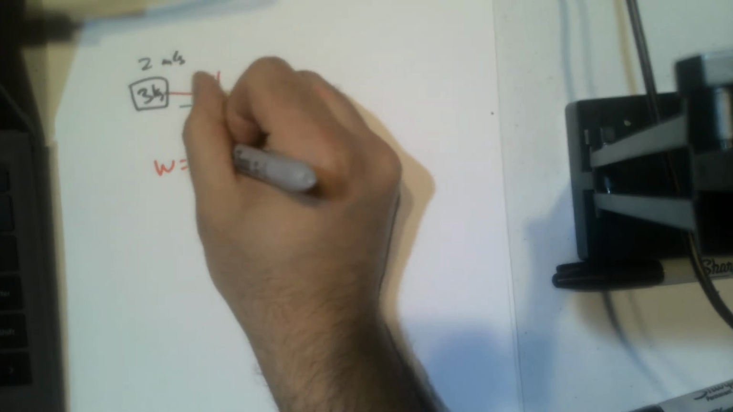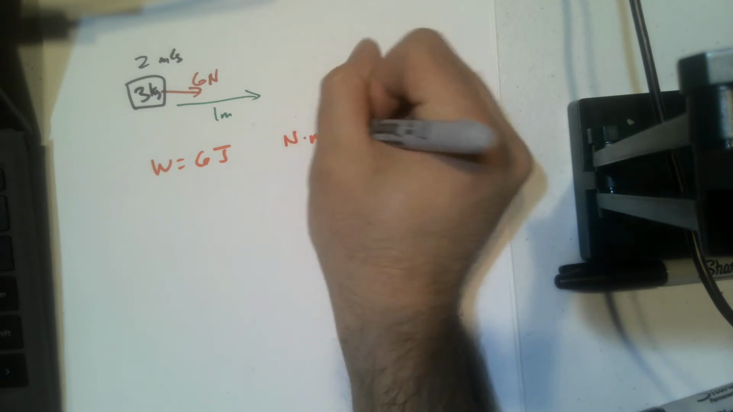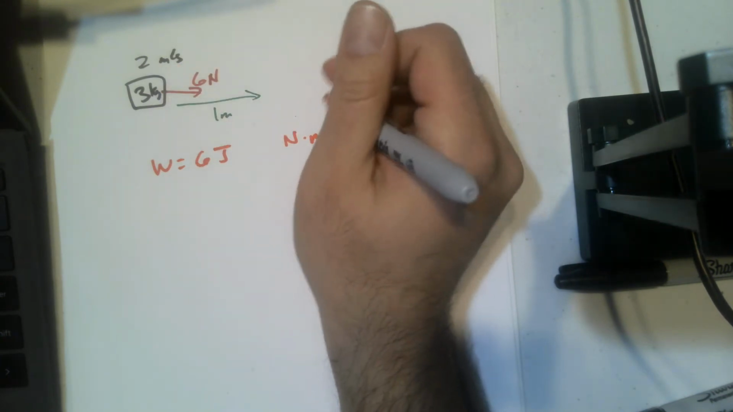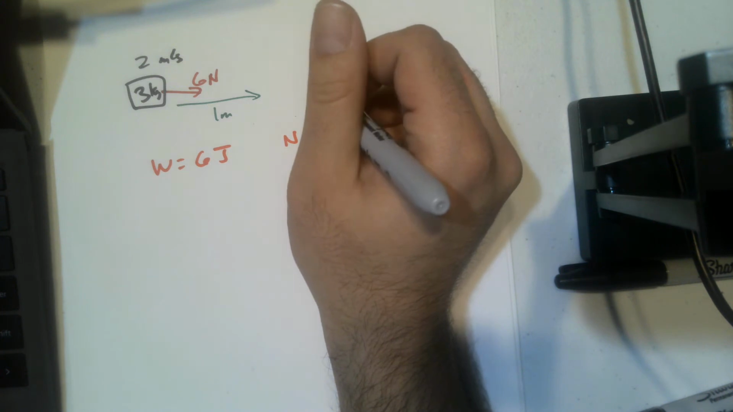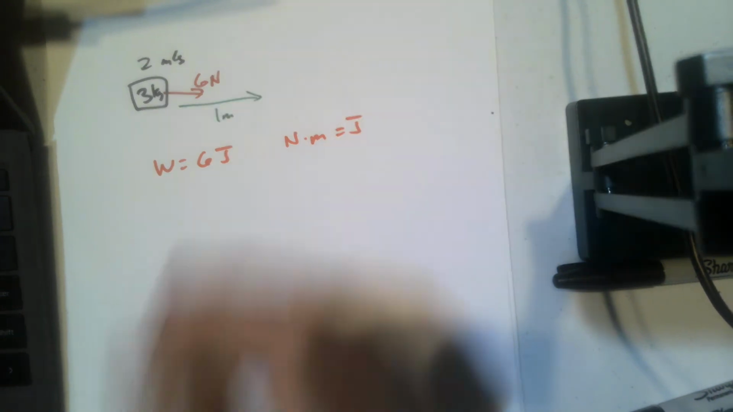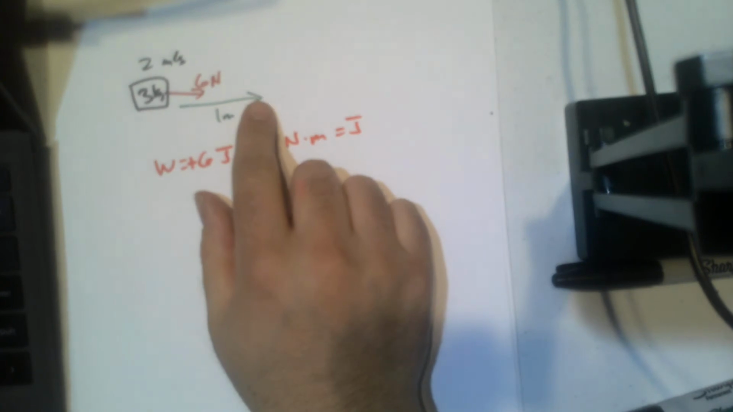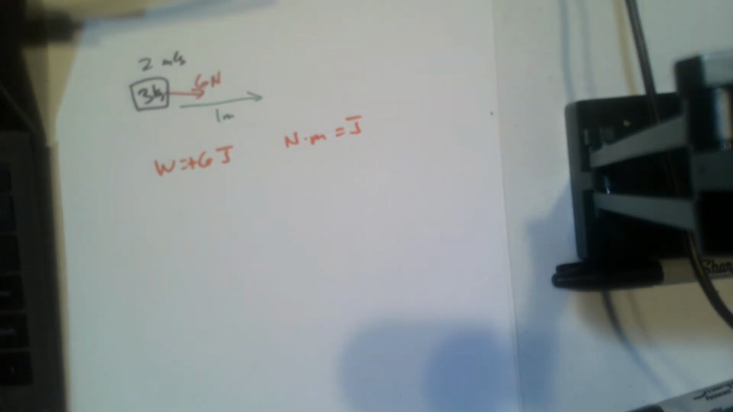We get 6 joules. By the way, force times distance is newtons times meters. If you work that out, that ends up being kilograms meters squared per second squared, which is still joules. So newtons times meters is joules here. So we get plus 6 joules of work here. And that's important because what we saw is that the energy increased in a scenario like this.